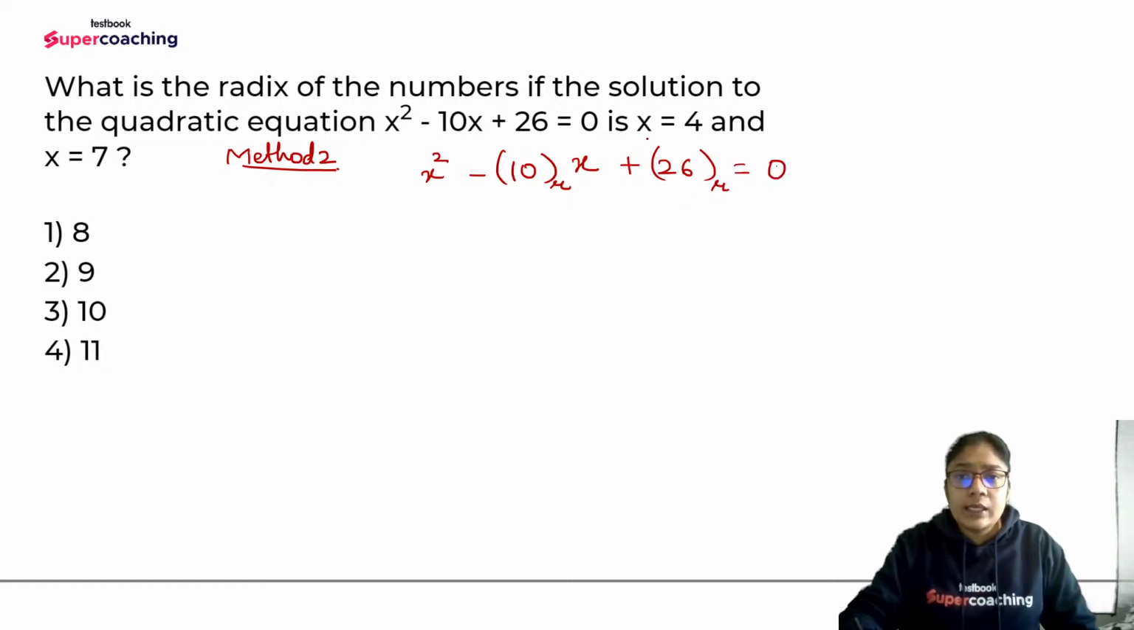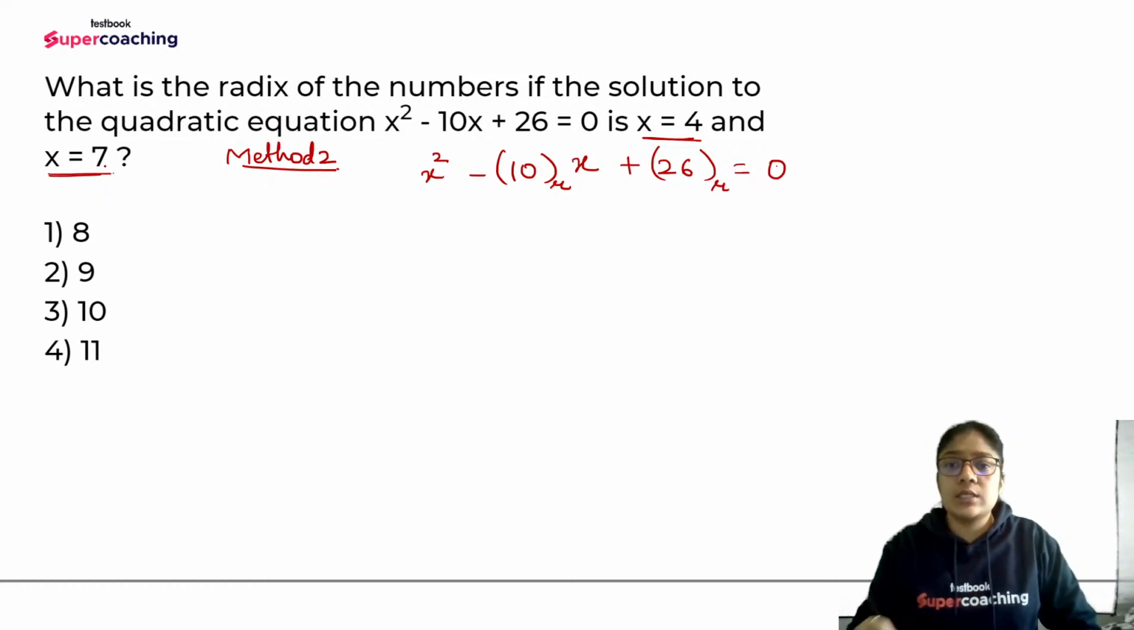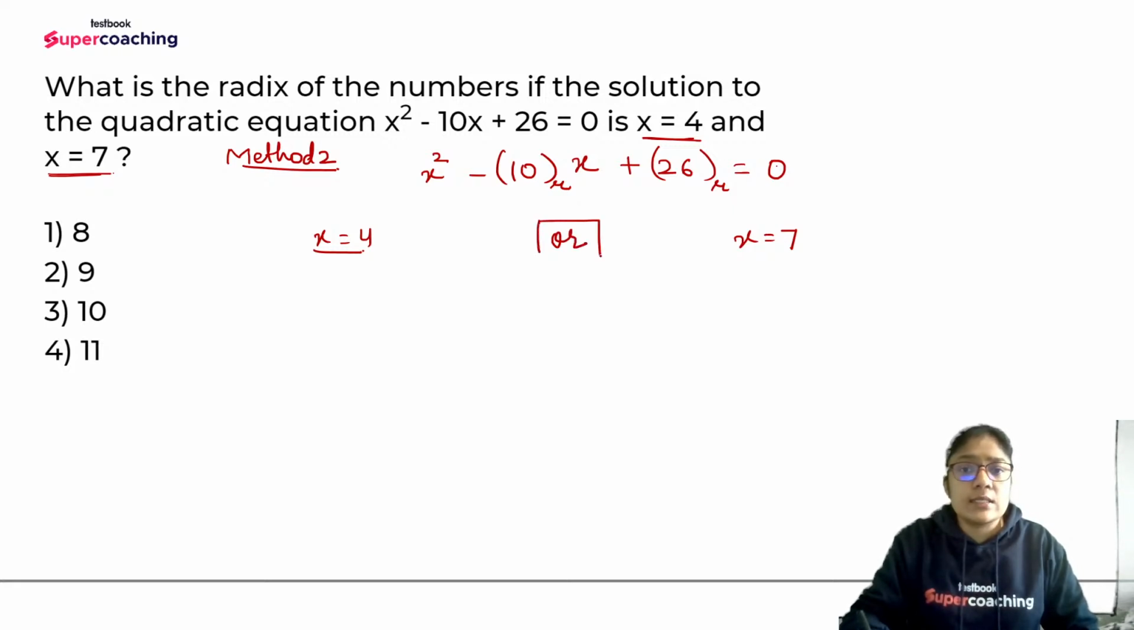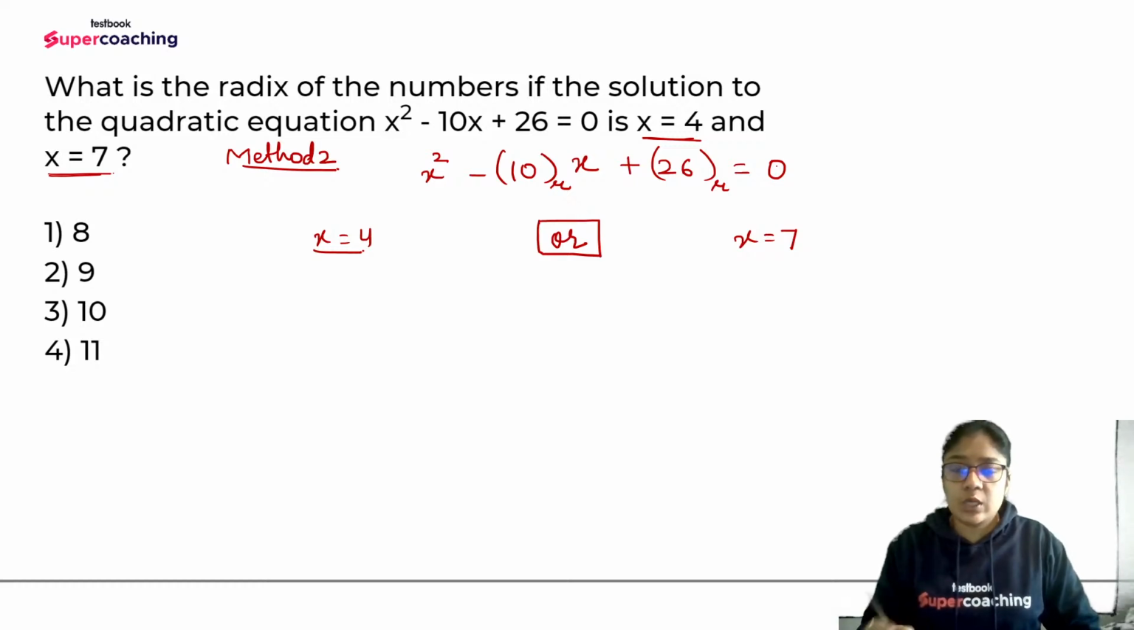Now pick any of the factors. Pick either of the two factors, anyhow both will work. So if you are trying with x is equal to 4 or x is equal to 7, it will return the same answer. You have to take either one of the two, this is the or. Just substitute one factor in the equation.